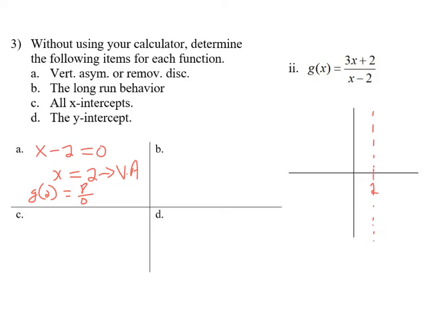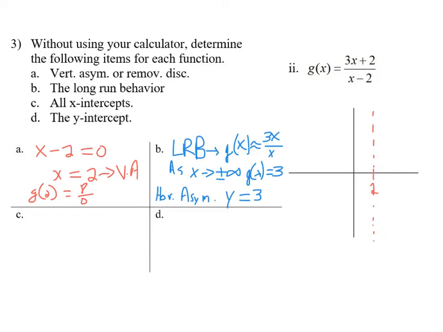All right, moving on to the long-run behavior. We want to get the highest degree term from both the numerator and denominator. So we will just have 3x over x, and that simplifies to just 3. So as x approaches plus or minus infinity, we're going to have a horizontal asymptote of y equals 3. So now I've drawn that feature in, and now we can take a look at the intercepts.